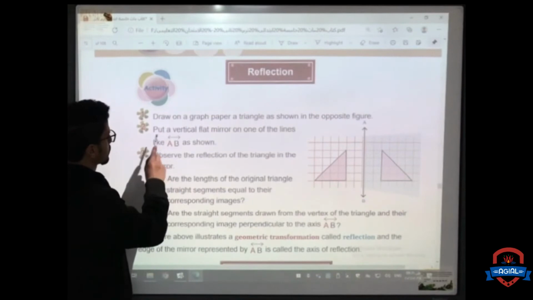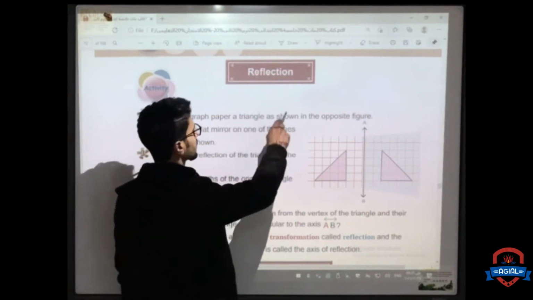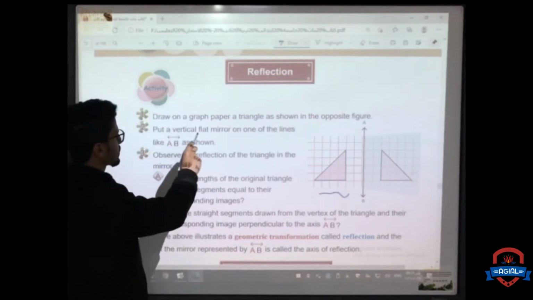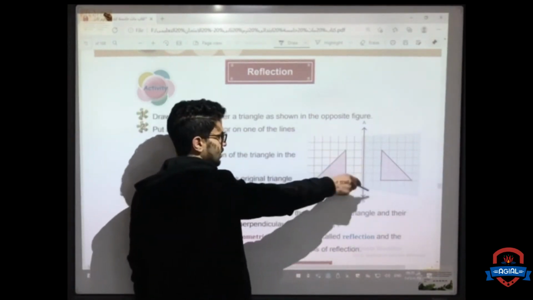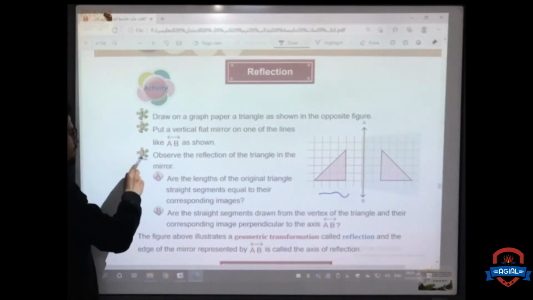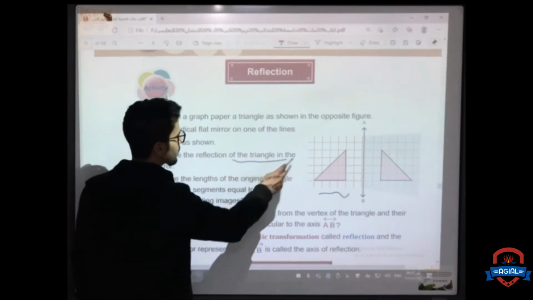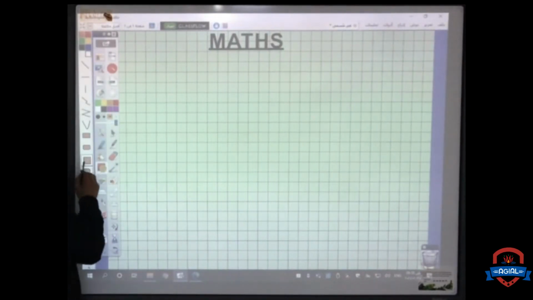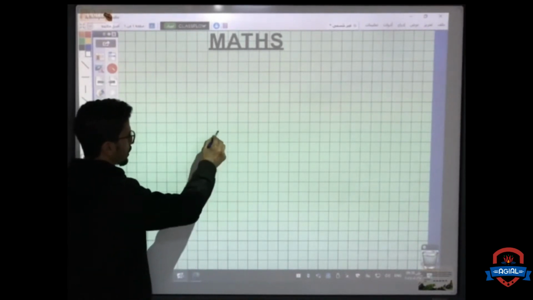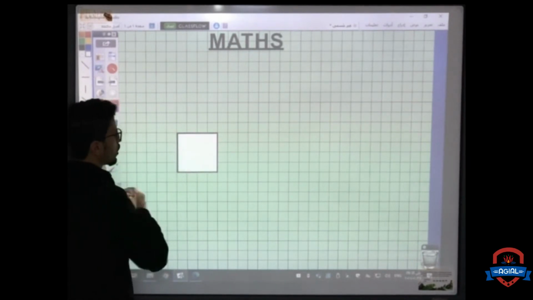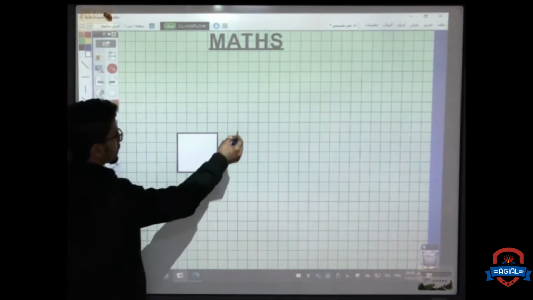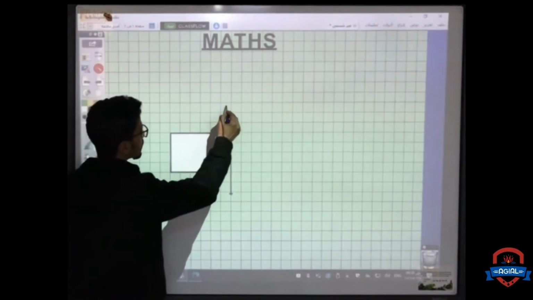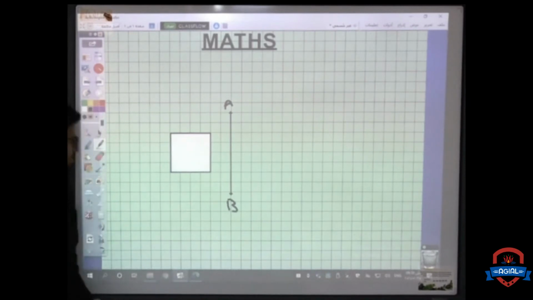We draw on a graph paper a triangle as shown in the opposite figure. Then we put a vertical flat mirror, this straight line AB, as shown. Then in step 3, observe the reflection of the triangle in the mirror. So let's try to do it. This is the graph paper, and the first step is drawing a square or any shape or a triangle, so we can use this square. Then we draw the straight line that represents the mirror AB, the flat mirror.